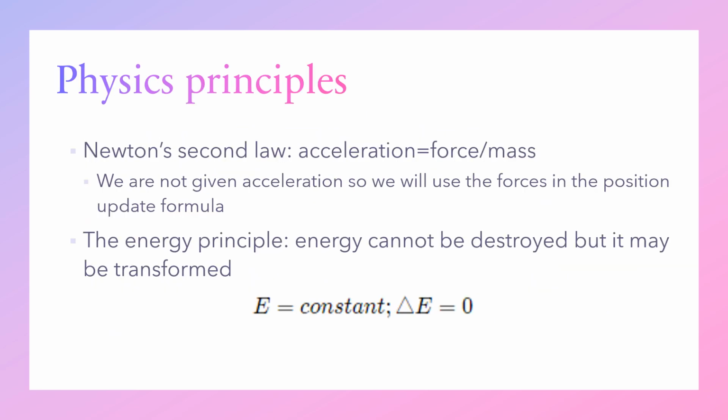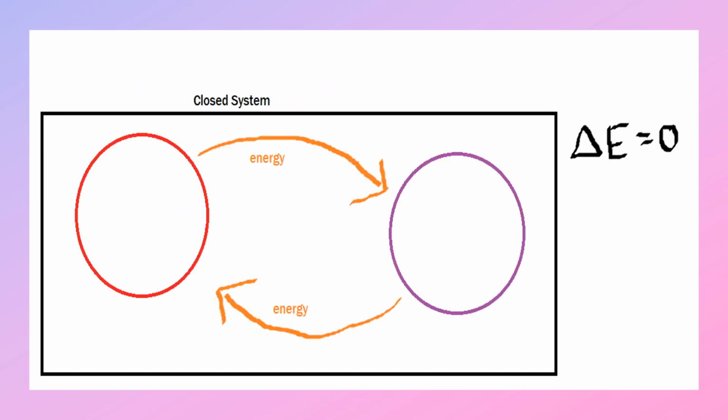So there are two physics principles that are in play today. The first being Newton's second law, which states the acceleration equals force divided by mass, and since we are not given acceleration, we'll use the forces in the position update formula instead. The energy principle states that energy cannot be destroyed, but it may be transformed. This means that in our model, net energy should be constant and delta E should be 0 because no energy should be entering or leaving the system.